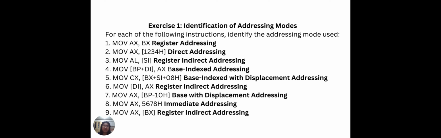Next, we have mov AX, 5678H. This is an immediate addressing because the operand 5678 is directly specified in the instruction. This value is immediately moved into AX without involving memory. And finally, the last given is mov AX, [BX]. This is another example of register indirect addressing because the effective address is indirectly provided by the BX register and the value from this memory address is moved into AX.